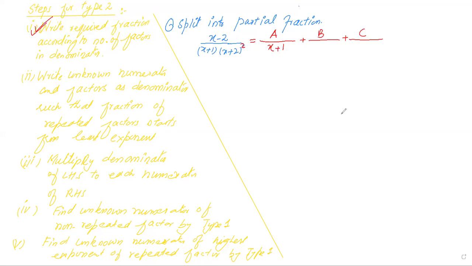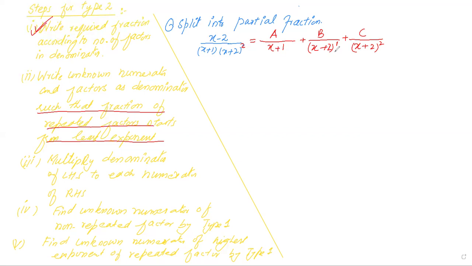Now the second step is very important because it is different from the type 1 method. Write unknown numerators and factors as denominators such that fractions of the repeated factor start from the least exponent. What is the repeated factor? x plus 2 whole square. So you have to start from its least power, which is 1, and move up to the maximum power: x plus 2 over here and x plus 2 whole square over here. That is a very important step, and that's the difference between the type 1 and type 2 methods.